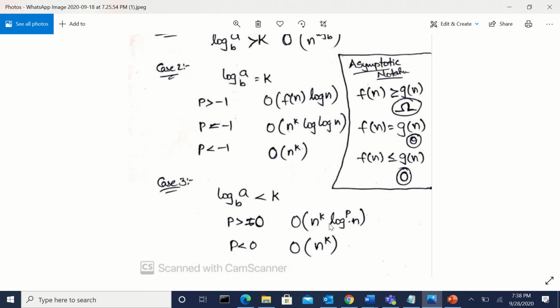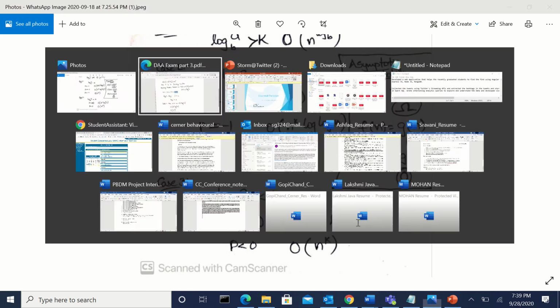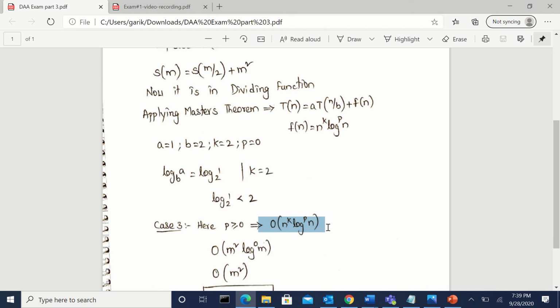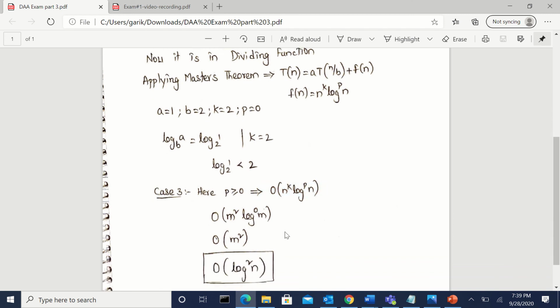order of n power k log power p of n. Usually, by mistake, we think that we'll apply the k value and the p value here, and this will be the resultant function.